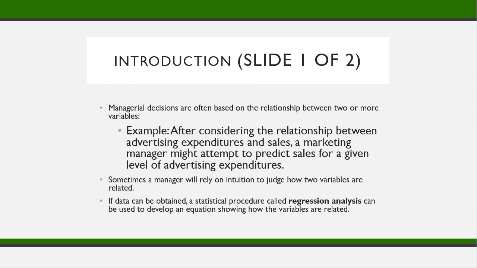So here we have an example where a manager is looking at the relationship between advertising dollars and sales. A marketing manager might want to predict sales for a given level of advertising expenditure. So that's the y variable, what you want to predict, the dependent variable, and the other variable would be considered an independent variable.